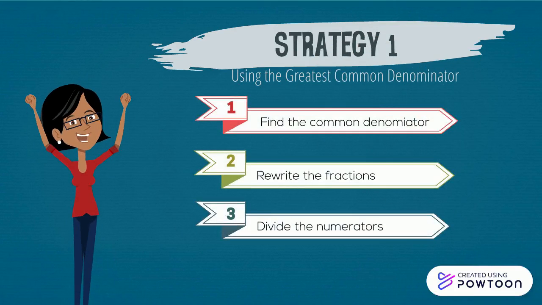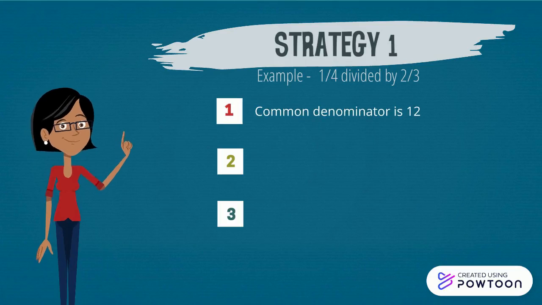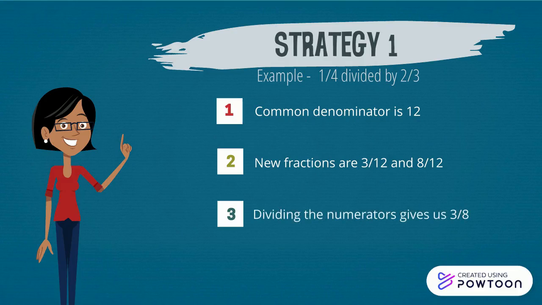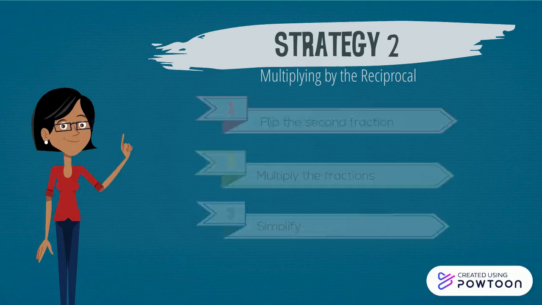Now let's talk about strategy number 1, using the greatest common denominator. Step 1, find the common denominator. Step 2, rewrite the fractions, and step 3, divide the numerators. So, going back to our example of 1/4 divided by 2/3, step 1 is to notice that the common denominator is 12, and we write the new fractions as 3/12 and 8/12 respectively, and then we divide the numerators, which gives us 3/8.